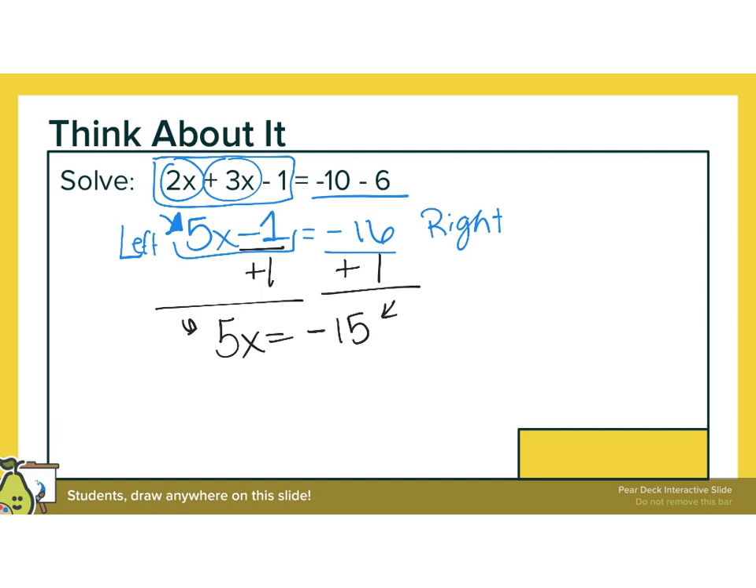Last step says to isolate by dividing. I don't want 5x, I just want x. So I do the opposite of multiplication and I divide by 5 on both sides to get x equals -3. Write your answer in the yellow box. And that is how you solve this one.